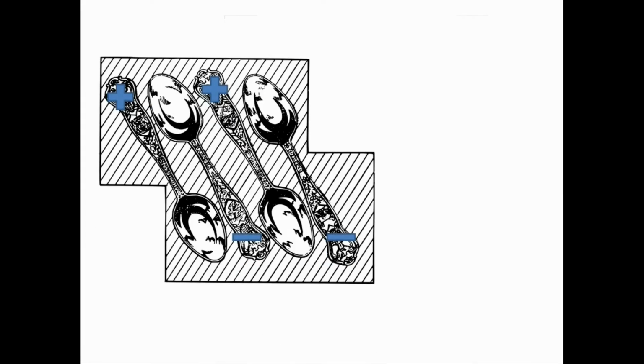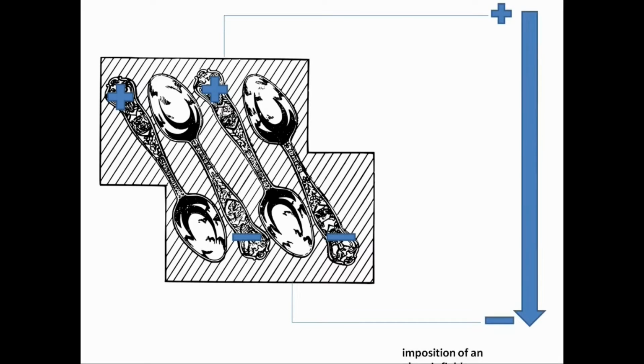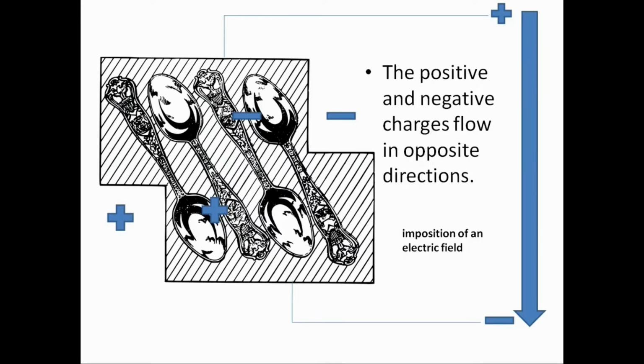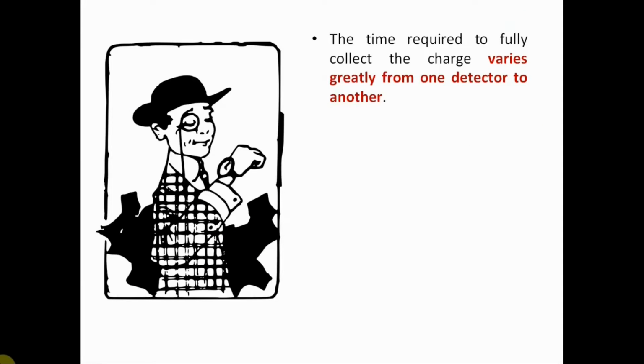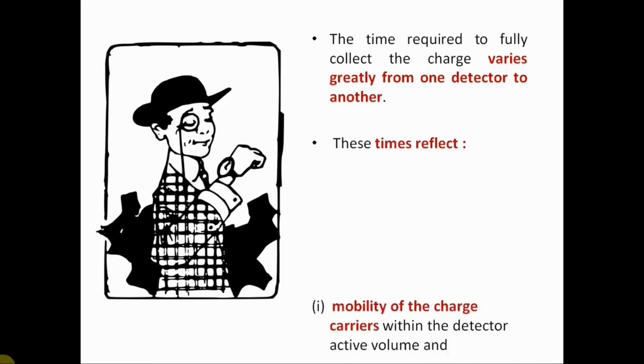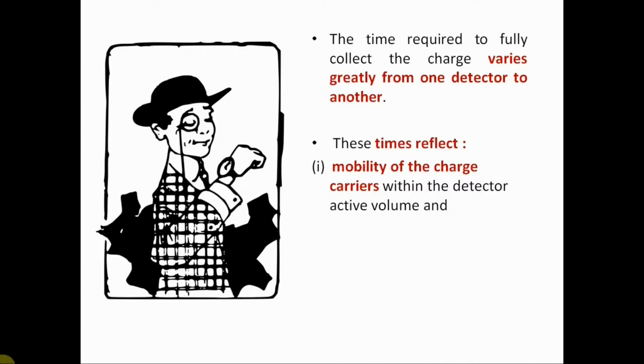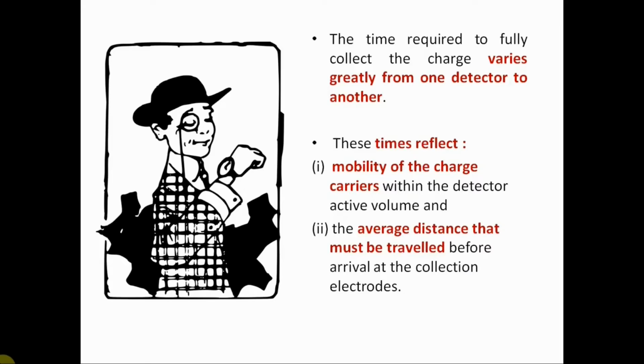The collection of charge is accomplished through the imposition of an electric field within the detector, which causes the positive and negative charges created by the radiation to flow in opposite directions. The time required to fully collect the charge varies greatly from one detector to another. For example, in ion chambers, it can be of the order of some milliseconds, and in semiconductor diode detectors, it can be a few nanoseconds. And these times reflect the mobility of charge carriers within the detector active volume and the average distance that must be traveled before the arrival at the collection electrodes.